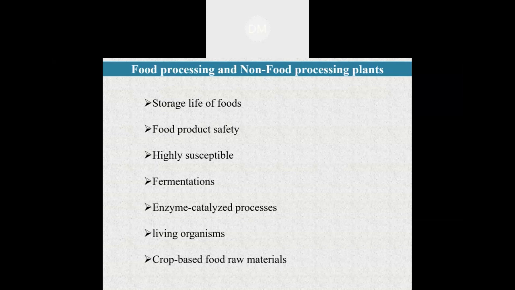Then fermentation. Fermentations are used in producing various foods and biochemicals. Successful processing requires the use of conditions which ensure the dominance of desired strains of microorganism, and then different ways of growth of microorganism in a food product. So precaution or prevention from microorganism is required. But in non-food processing plants, there is no need; suppose automobile, that time there is no need for precaution from microorganism.